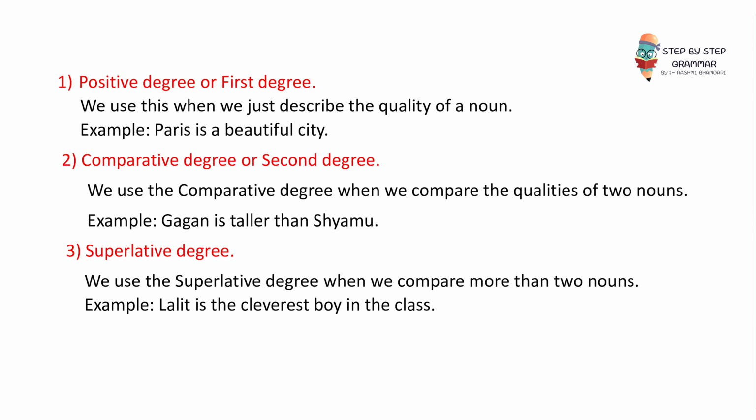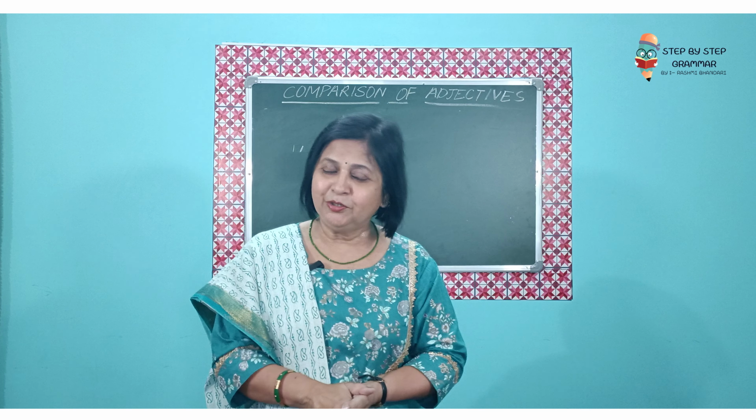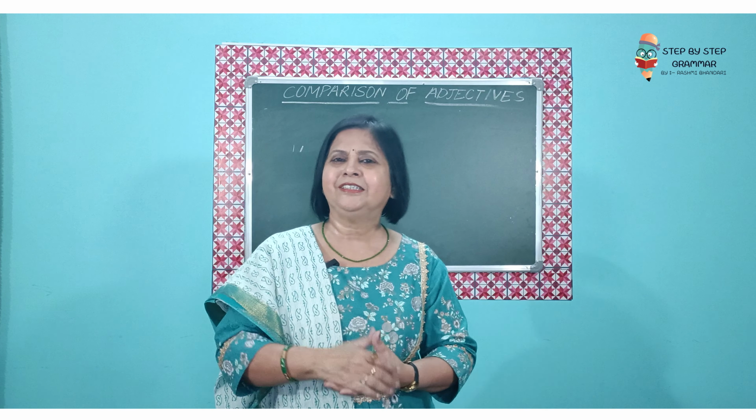The 3 degrees: positive, comparative and superlative. Some examples were given to you, some more. I'll just share a little table again. Where will you see them?